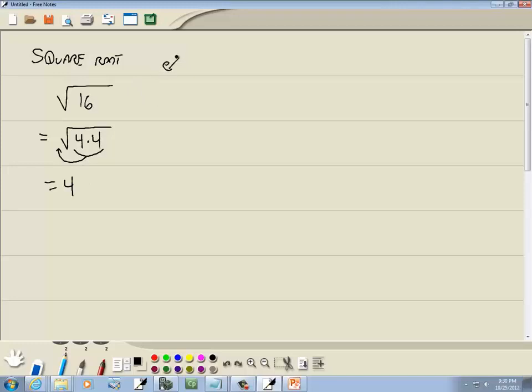Another example, if you had the square root of 9, well, that would be 3 times 3. And again, we're looking for something times itself. We're looking for a pair of somethings. Here's a pair of 3s. So a pair of 3s is going to come out in front as a single 3.